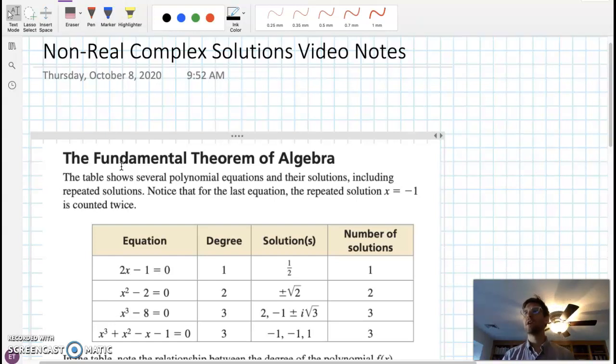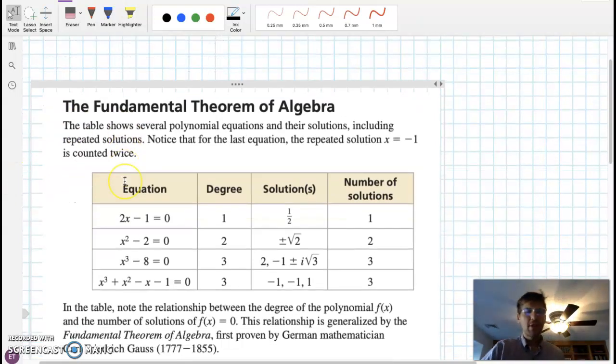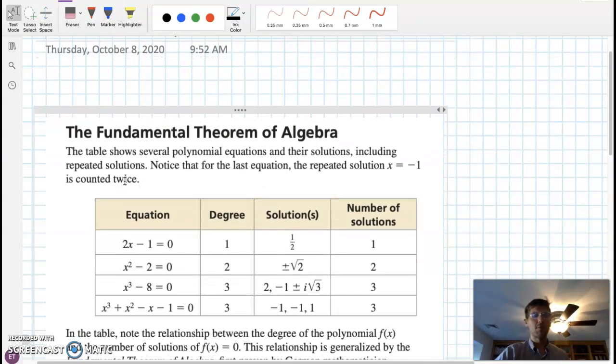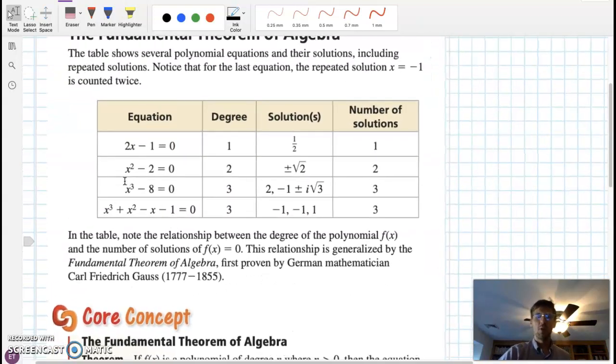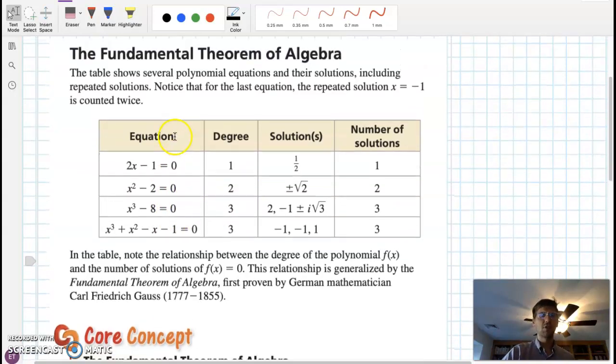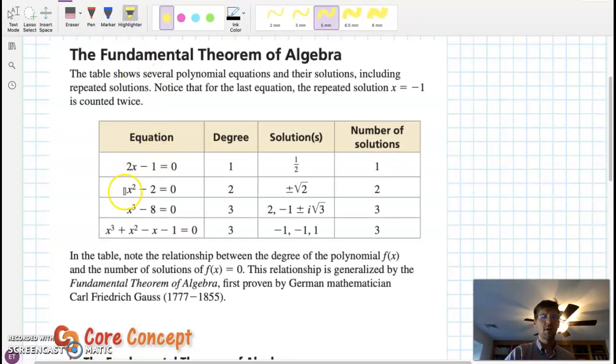And then some of you said, well, if it's an odd end behavior, it has to have at least one, because that means the ends go in opposite directions, right? But now, if we're starting to incorporate non-real complex solutions, actually, all of the missing solutions would have to be non-real complex solutions. So let me show you really quickly here. For instance, this x cubed minus 8, right? That's third degree.